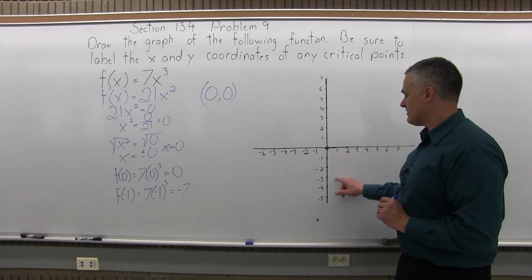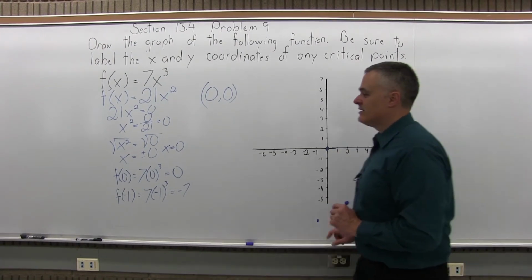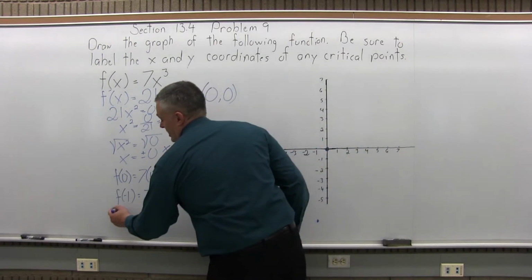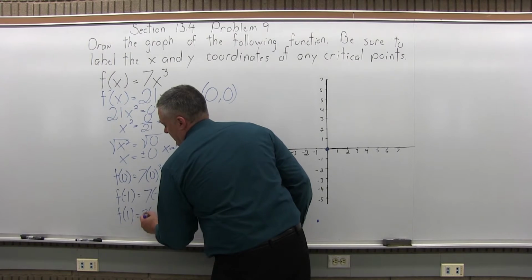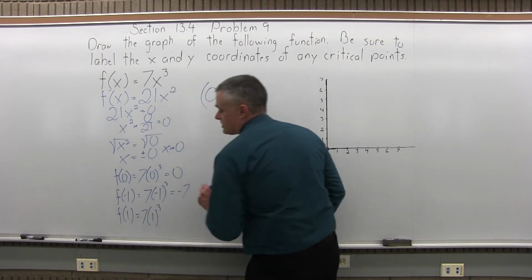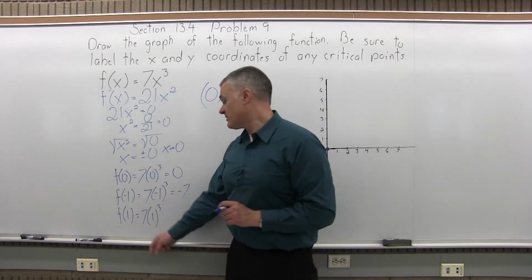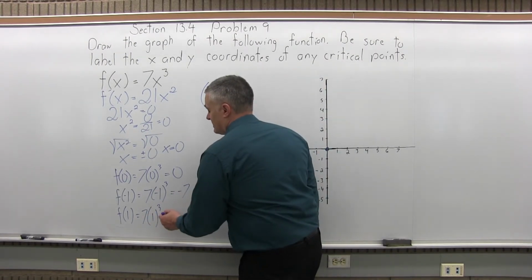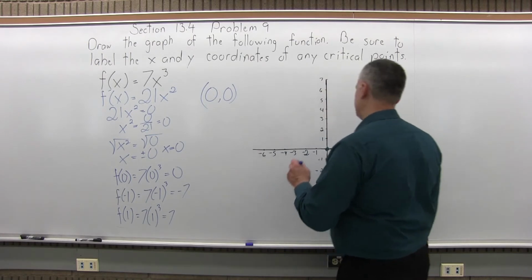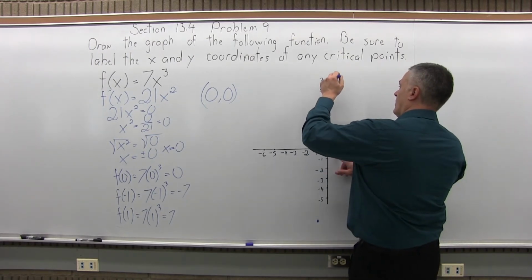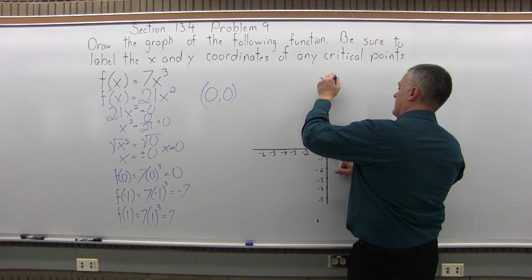So let's put in a +1 and see if it's down the same height. And actually, you'll find out it's not. F of +1 is 7 times +1 cubed. So +1 cubed, 1 times 1 times 1 is 1, times the 7 in front is +7. So if I go over 1, I come out 7.